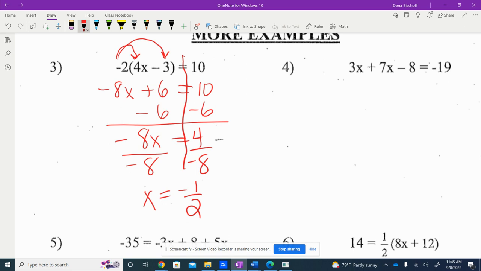What about the next example? Ms. Tessa, what do you think? What do you want to do first? Add 3x and 7x. Yeah, combine like terms. Let's combine the 3x and the 7x. So 3x plus 7x is 10x. What would you like to do next, ma'am?